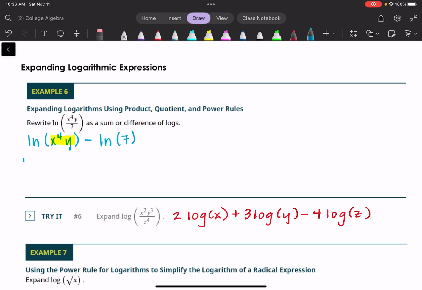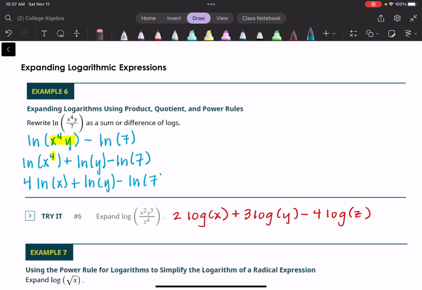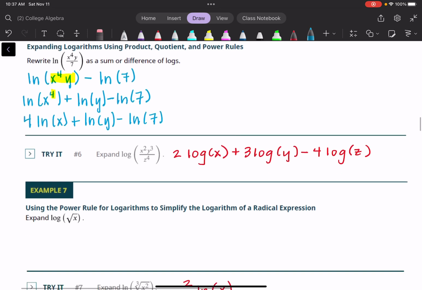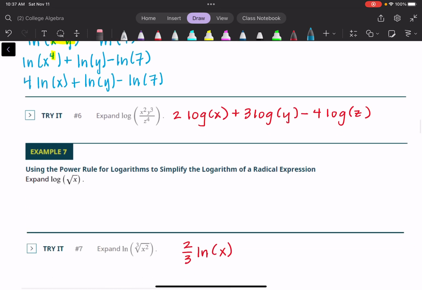So this will be the ln of x to the 4th plus the ln of y minus the ln of 7. And notice there's one additional rule that can be applied here, and that's the power rule. So we'll swing that out front. 4 ln of x plus ln of y minus ln of 7, and we're all done. So if you want to pause the video and try number 6, see if you can obtain that result.